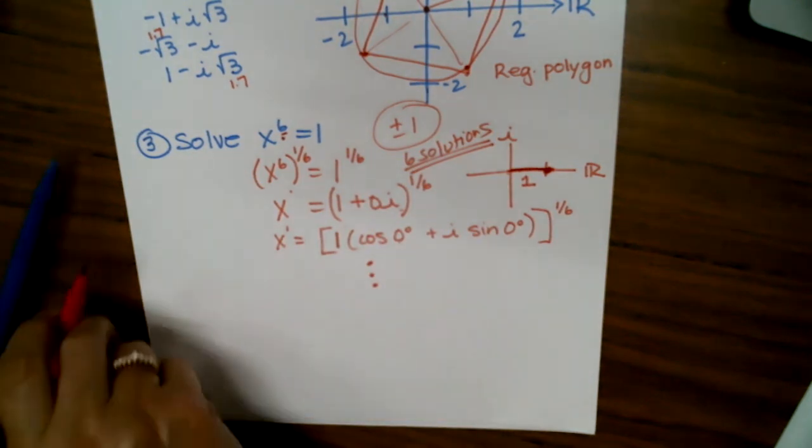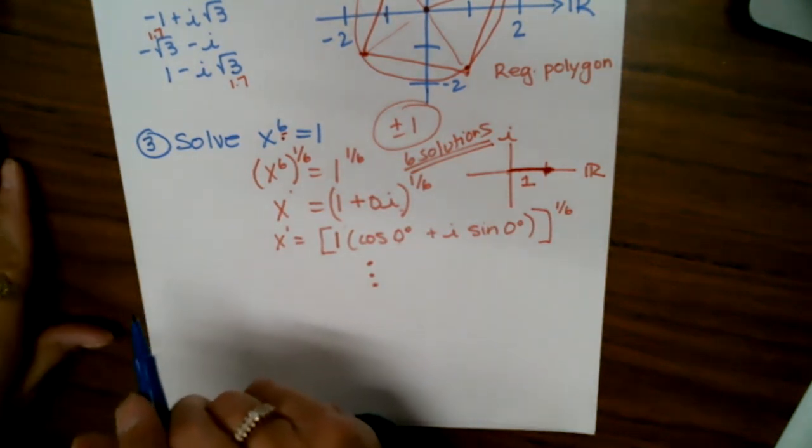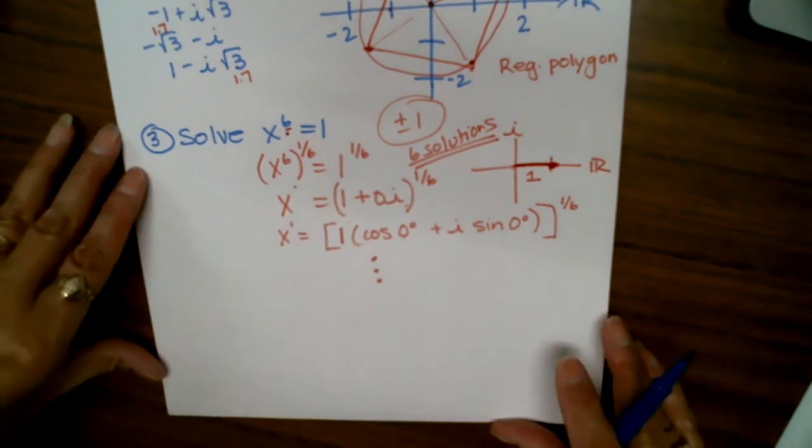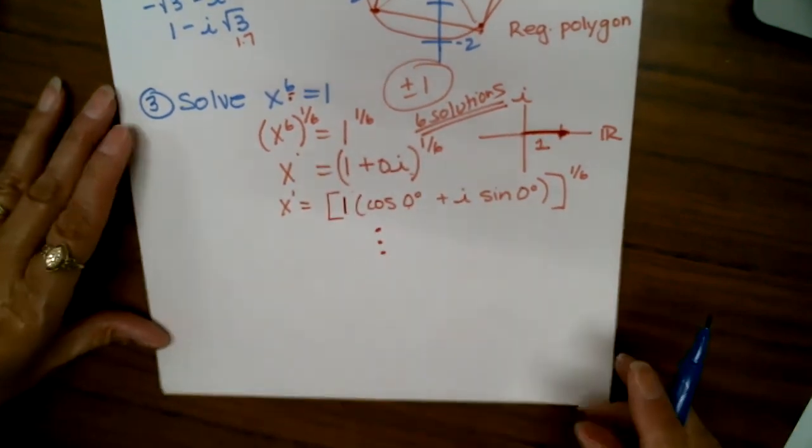Okay, I hope you got something out of that today. So we're finding roots and powers of complex numbers. We got to get them in trig form to do it.